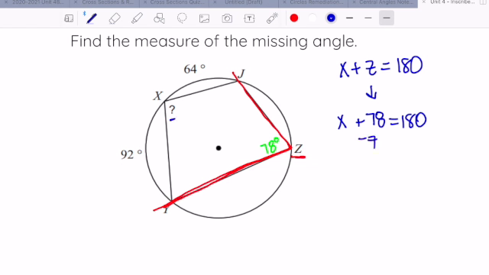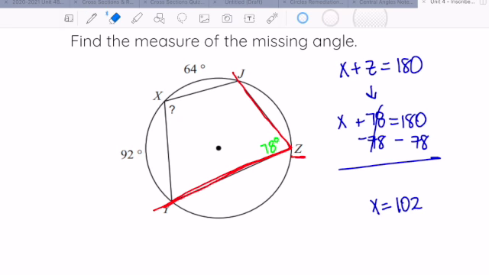So subtract 78 from both sides. That cancels. On the other side of the equal sign, it balances. And X is equal to 180 minus 78, which is 102 degrees. So X is 102 degrees. Okay, I hope this helps.